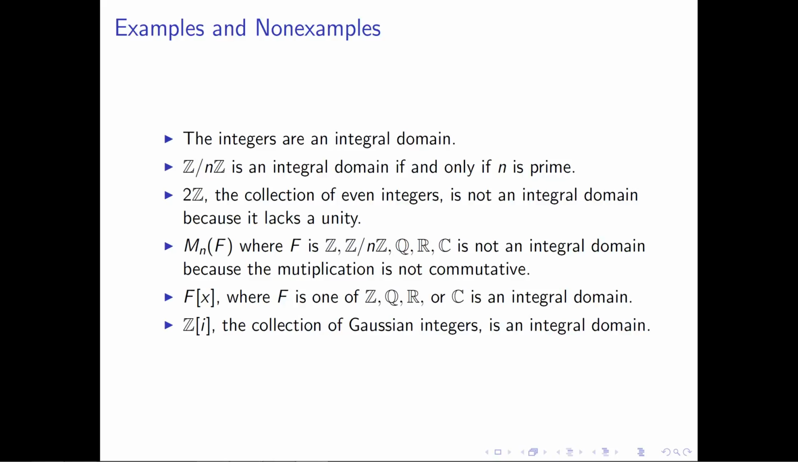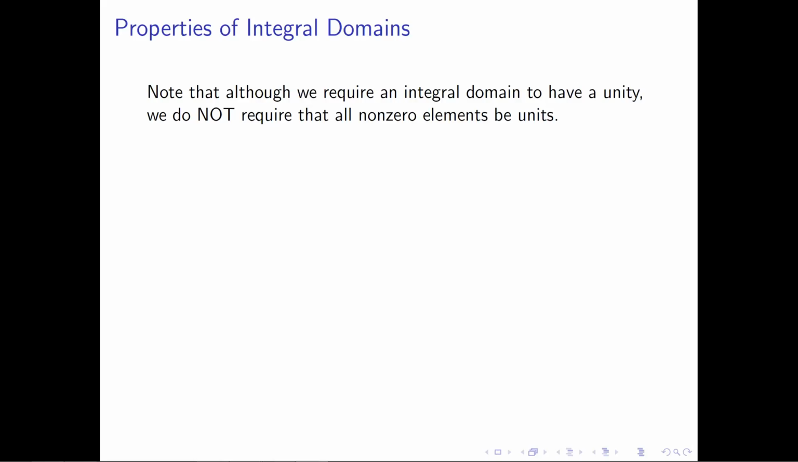And perhaps the next example, which is a good example, a little bit more out of the box, is the Gaussian integers, Z adjoint i. This is another example of an integral domain, and it's a good example because it's a less familiar and less comfortable example for us.